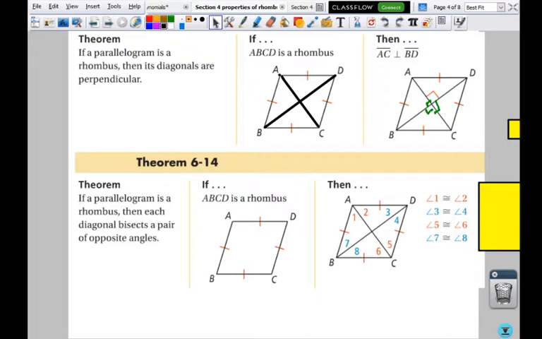Let's finish off the rhombus, measuring the number of angles. A, B, C, and D. So we're going to use these two things, and we're going to find some missing angles in rhombi here. 58 plus 58.